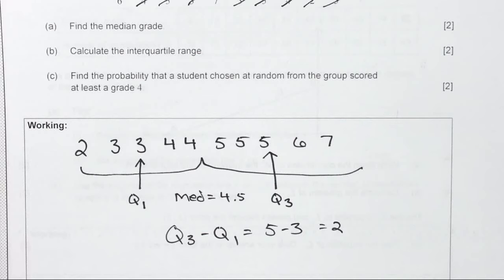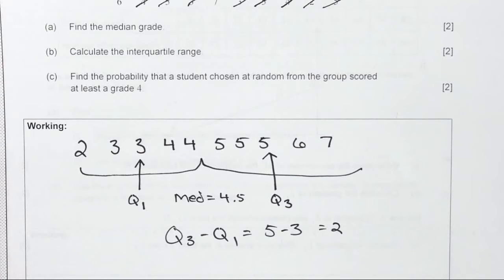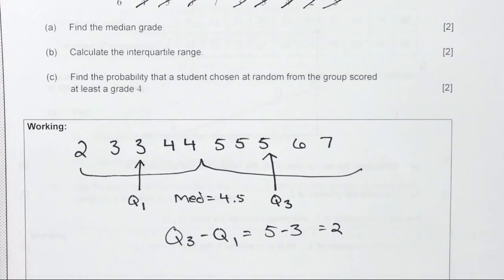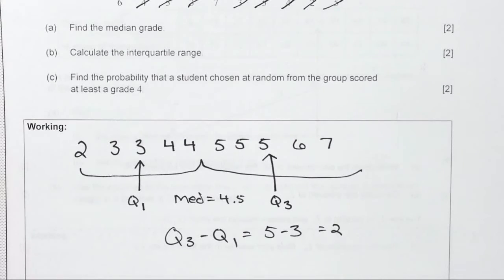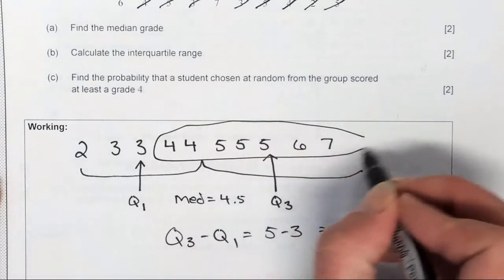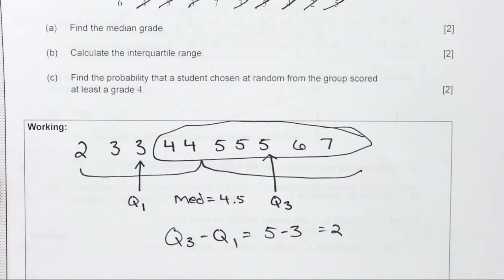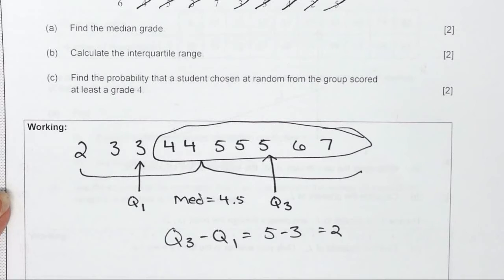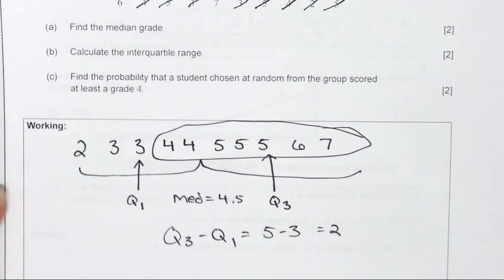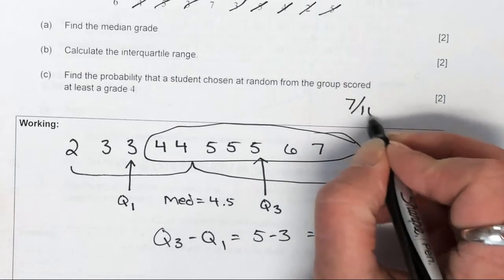Part C was missed a lot. Find the probability that a student chosen at random scored at least a grade 4. What does that mean, at least a grade 4? 4 or more. How many is that? 7 out of how many students? 10. So part C, all you had to write was 7 out of 10.